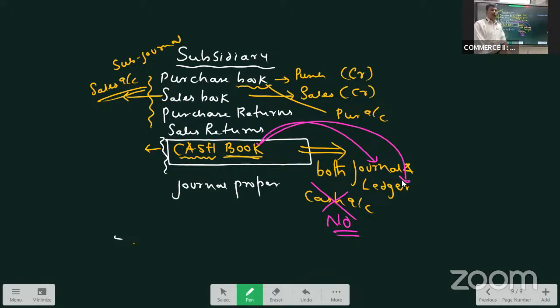So that is what we are going to learn today. By the word itself you can make out what we are going to record in cash book. Obviously, all the cash transactions. When we are preparing a cash book, we are recording all the cash transactions.